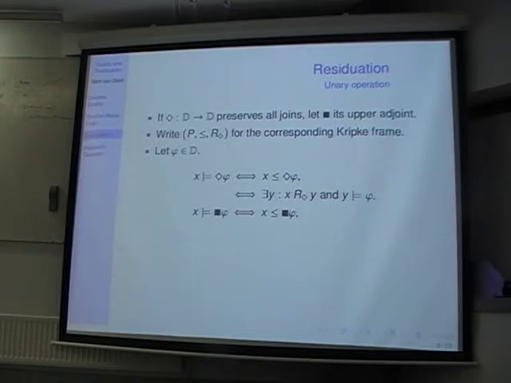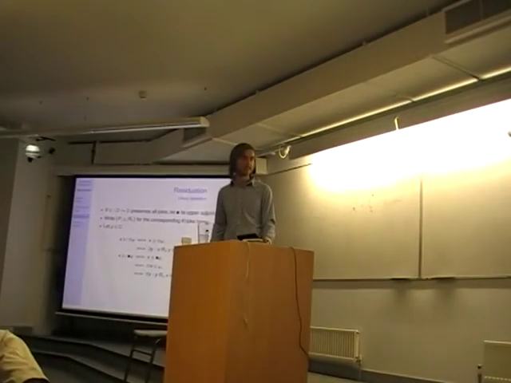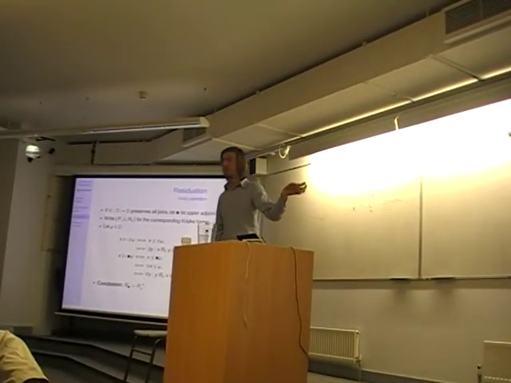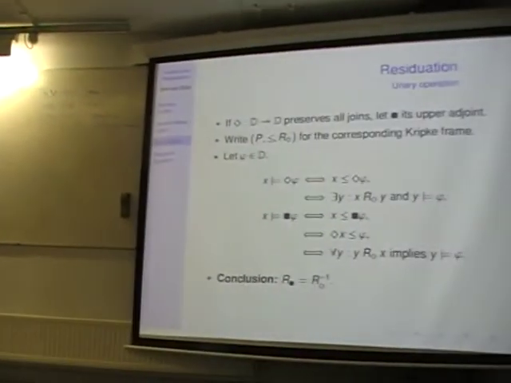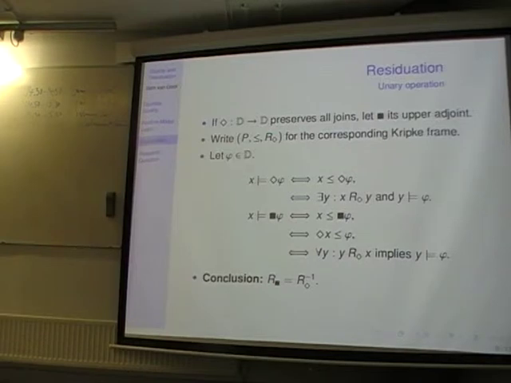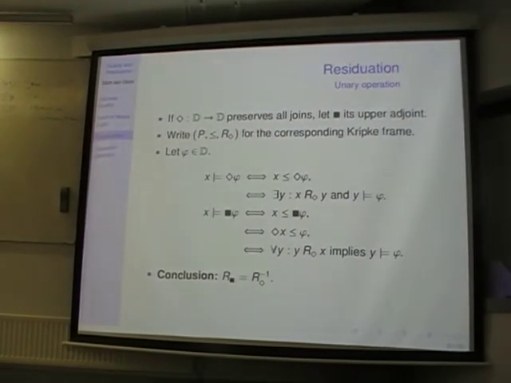So if we want to understand what x less than or equal to black box of phi means, we use the adjunction property. Diamond x is less than or equal to phi. And then if you write out what it means, you see that everything that sees x has to satisfy phi. And you see here we get a looking back kind of thing, because everything that was before x under the R-diamond relation has to satisfy phi. So what we conclude here is that the relation naturally associated to the black box is just the converse of the relation naturally associated to the white diamond. So this is how we get looking back. It's by taking algebraically upper adjoints.